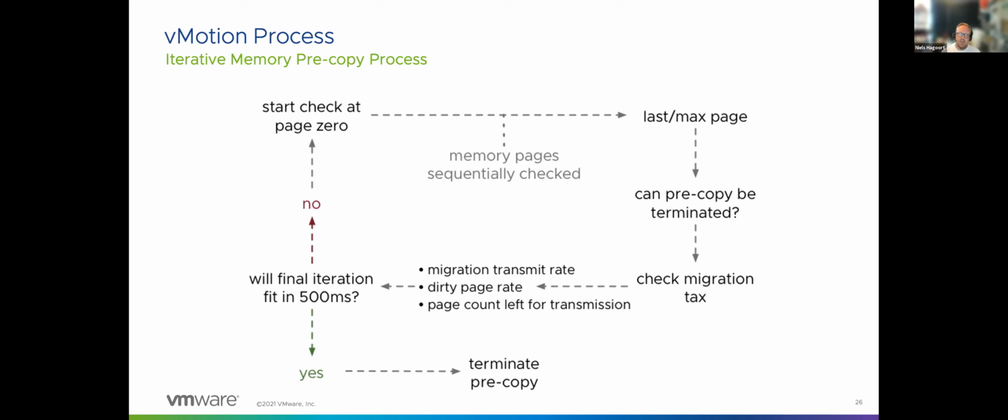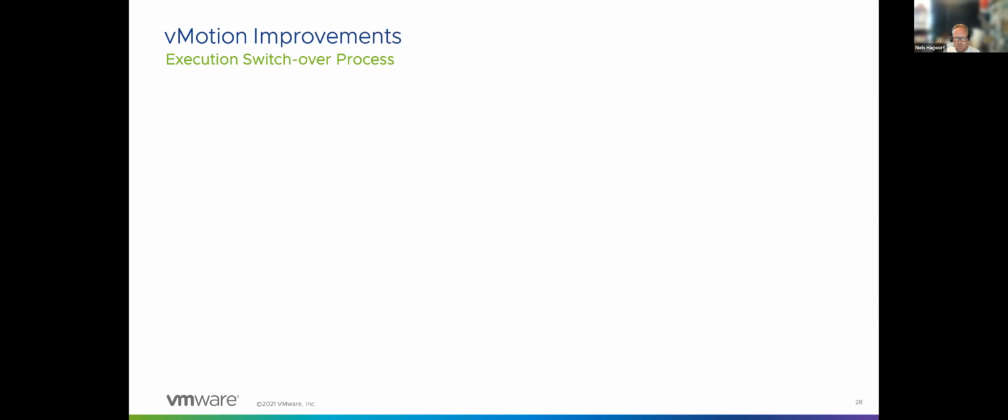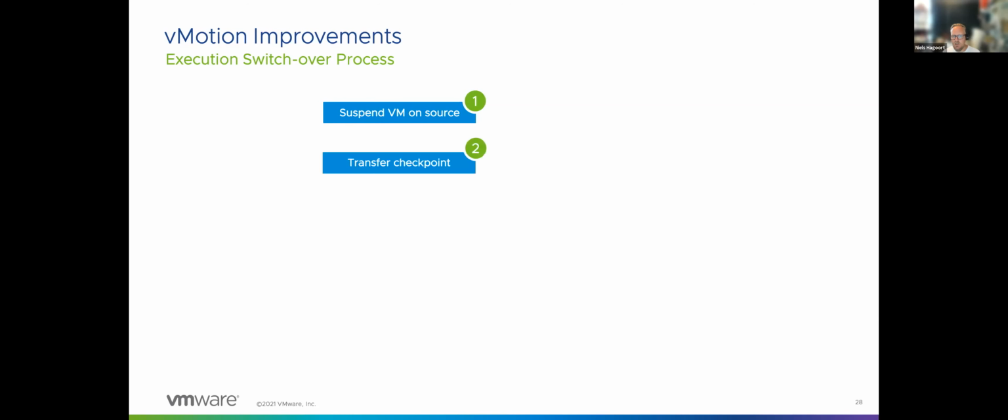And we do a calculation to see if the final iteration of this process fits in 500 milliseconds. 500 milliseconds because we still need to do some other things and we want to keep it within a second, right? So if the answer is no, we'll do another round until the answer is yes, and we move ahead to terminate the pre-copy process. Now we move over to the switchover process, where the stun time is involved, right? So like we said in the beginning, this is where we suspend the virtual machine on the source.